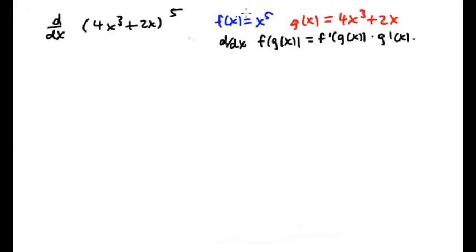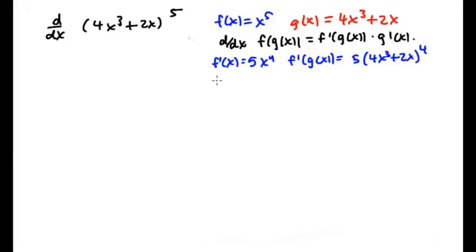Well, f prime of just x is going to be 5x to the fourth, so let me write that down. F prime of x is equal to 5x to the fourth. So f prime of g of x is going to be this, but instead of this x, we're going to replace it by 4x cubed plus 2x, which is g. So it's 5 times 4x cubed plus 2x to the fourth.